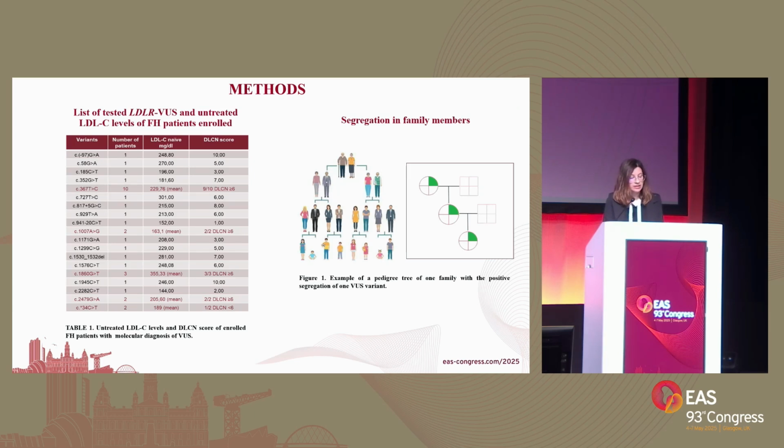Here you can see the list of all variants selected for the study, the number of patients enrolled for each variant, and their clinical data, like untreated LDL cholesterol levels and Dutch Lipid Clinic Network score at the LipidGen enrollment. Variants highlighted in red are those for which it was possible to conduct a cascade screening.